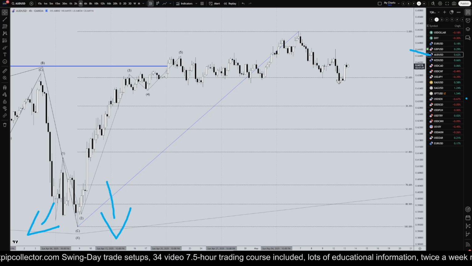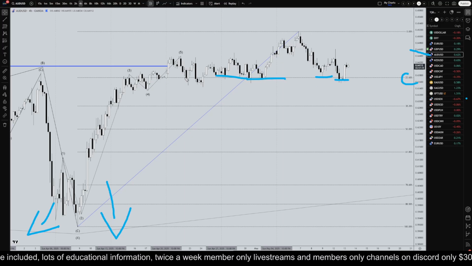So anyways, the Aussie dollar did make a pretty significant bounce at the 23% Fibonacci retracement. This area has been pretty important in the past, as you can see. Support back here, resistance back here. So very, very important area.